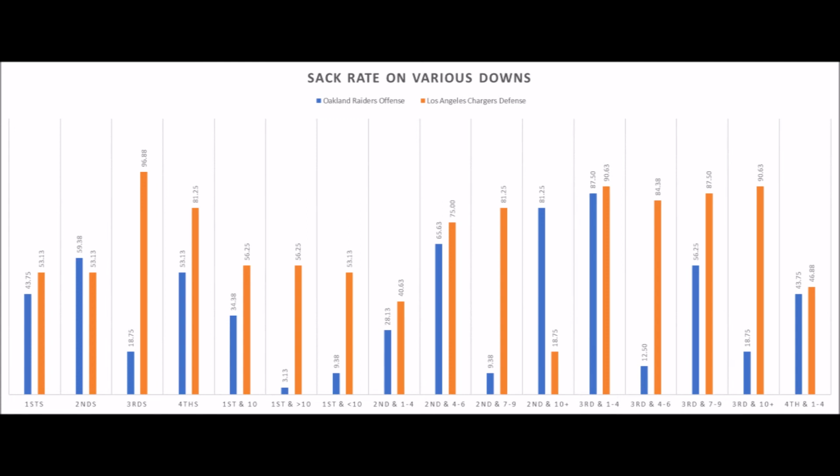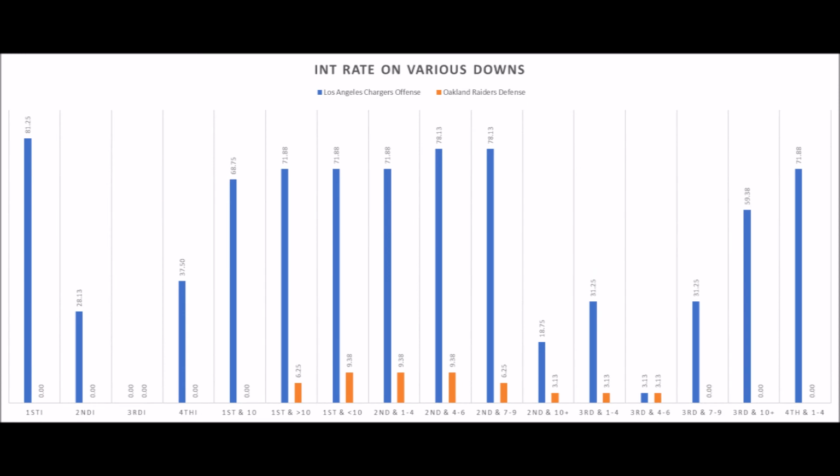Then, of course, you look at interception ratio, the Chargers offense versus the Raiders defense. The one thing I need to tell you is that the Raiders have no interceptions this year so far on defense. We're going into week 6, and through 5 weeks, the Raiders have not created a turnover in terms of interceptions.